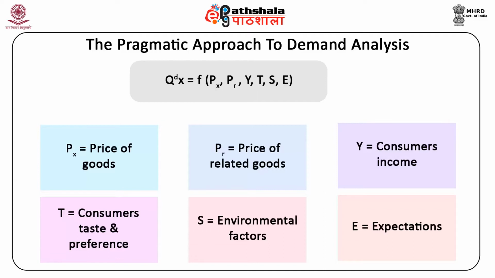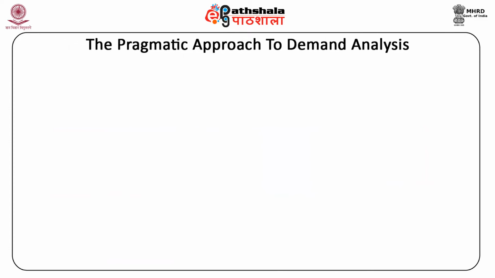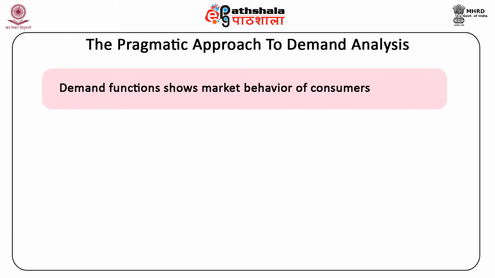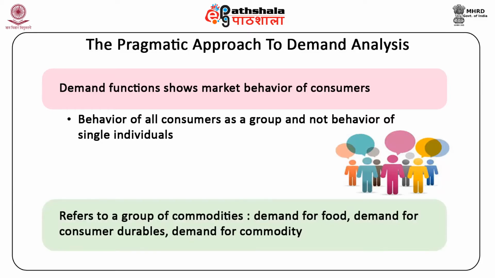The term QDx stands for the quantity that the consumer demands of good X. It is determined by many factors, that is, a multivariate relationship. Demand function, being a multivariate function, is estimated using econometric methods. Such demand functions show the market behavior of the consumers, that is, the behavior of all consumers as a group and not the behavior of a single individual. In most cases, the demand function refers to a group of commodities, that is, demand for food, demand for consumer durables, demand for commodity, etc.